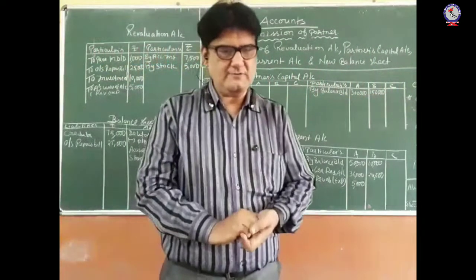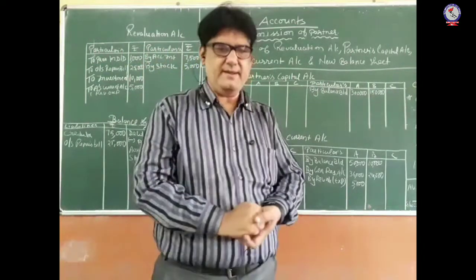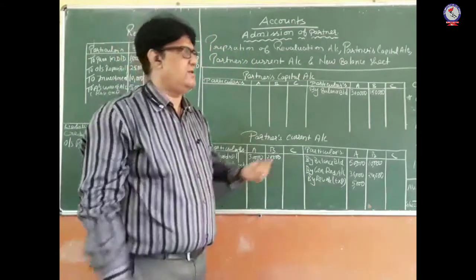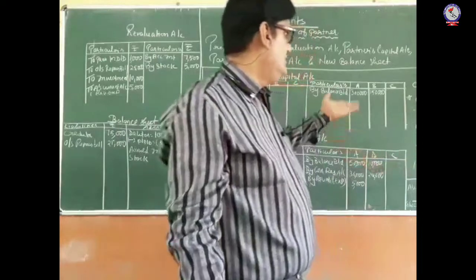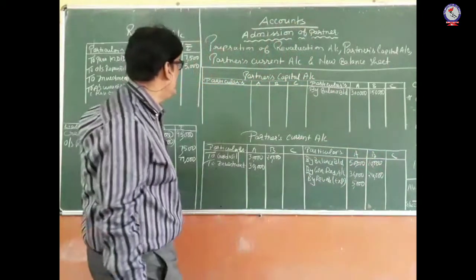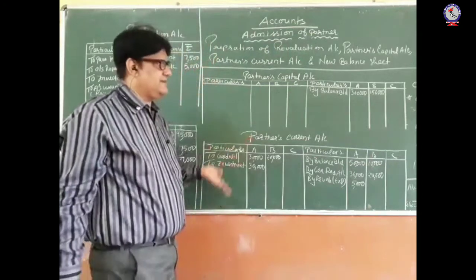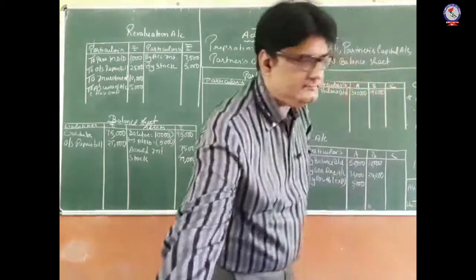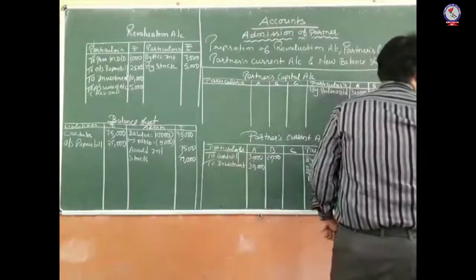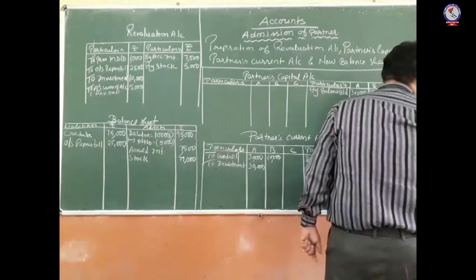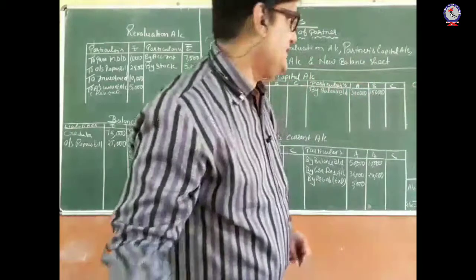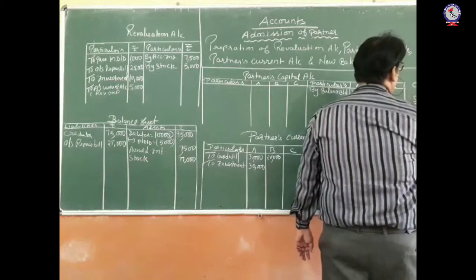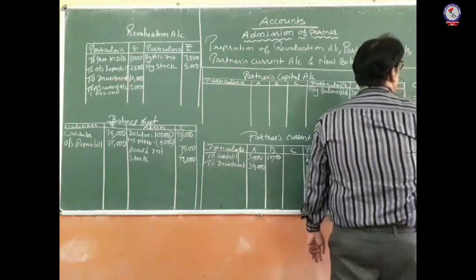And now this 60,000 rupees will be given to A and B in their sacrificing ratio. So now we have to find out the sacrificing ratio of A and B. The formula will be old ratio minus new ratio.